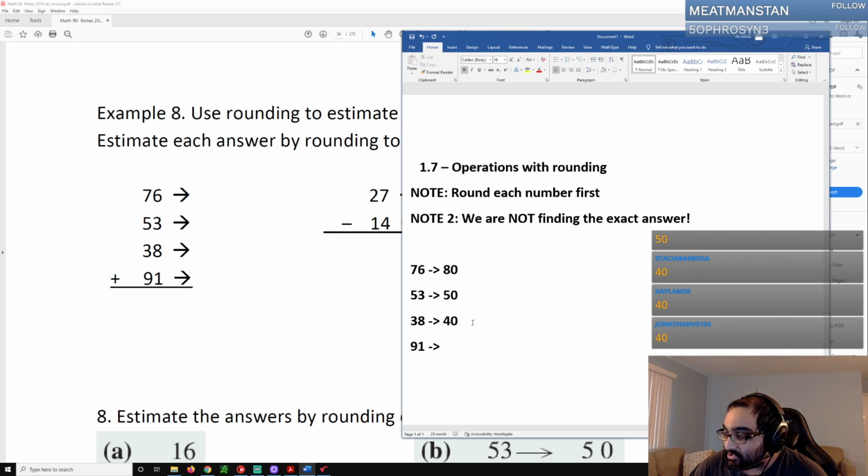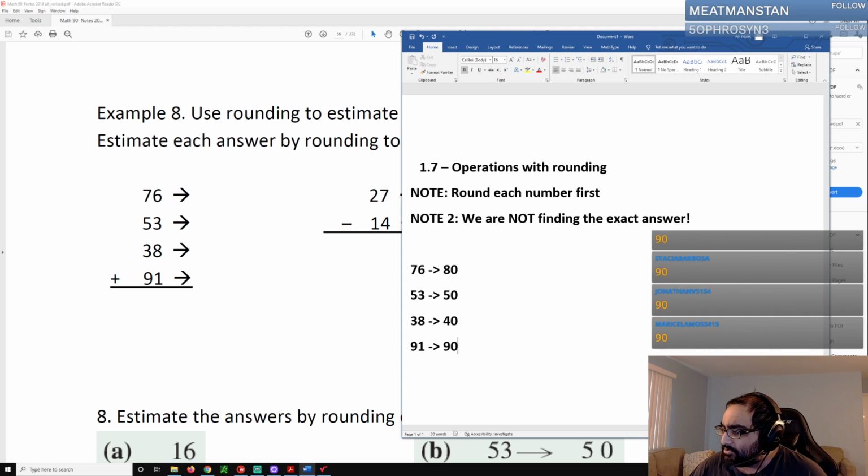And then we got this last number here, which is 91. What does 91 round to? Yeah. Good. So that looks just fine.